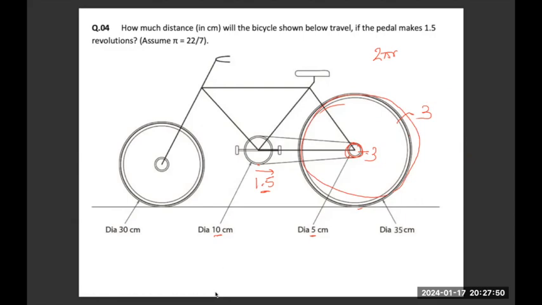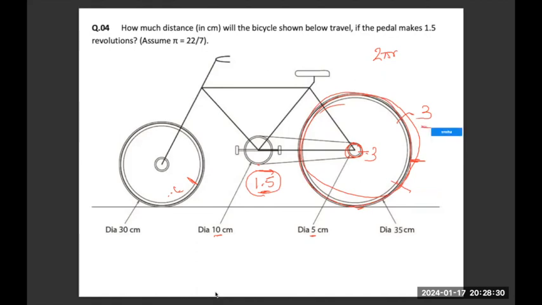Now, why do I need to find the circumference of this wheel? Because the front wheel will rotate based on how much ever distance this back wheel is going to cover. So I am not interested in finding the circumference of the front wheel unless it is asked in the question how many rotations the front wheel will make if the pedal is moving 1.5 rotations. But it is given how much distance the bicycle will travel. The bicycle will travel based on the rotations that the back wheel will make. The back wheel is making 3 rotations.